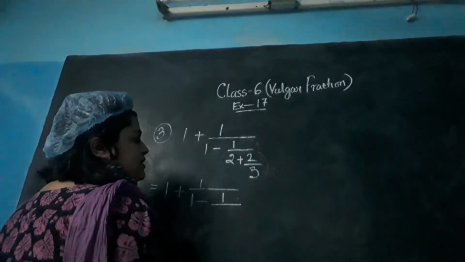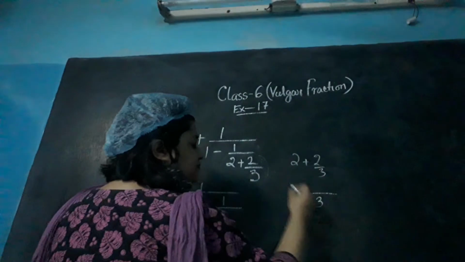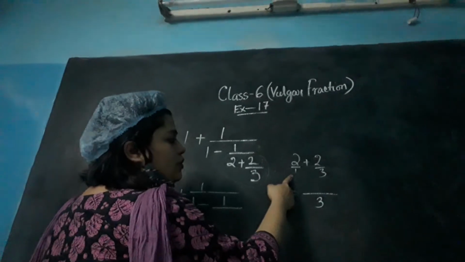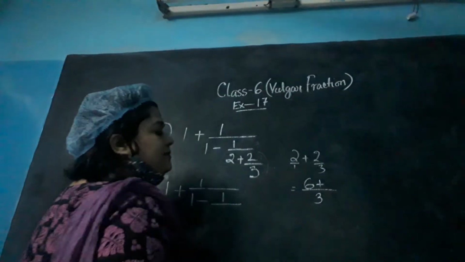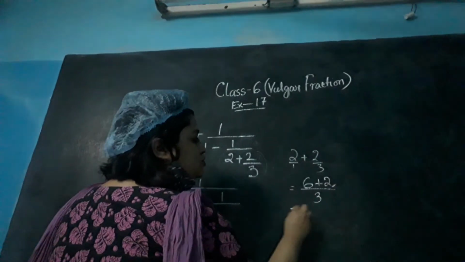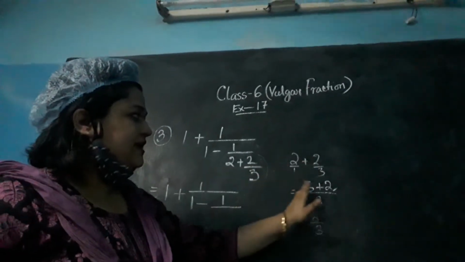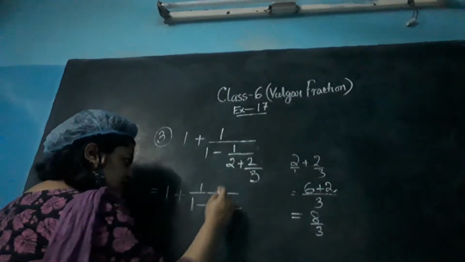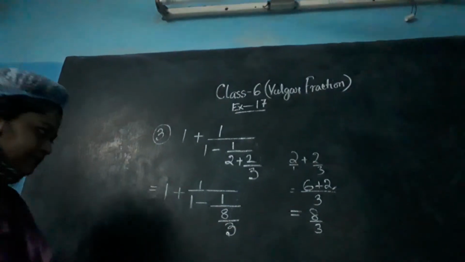2 plus 2 by 3 means the LCM is 3. Here you don't have anything, means 1. Now you compare: 1 3s are 3, that 3 if you multiply with 2 gives you 6. Plus 3 1s are 3, that 1 if you multiply with 2 gives you 2. So it will be 8 by 3. So the simplified answer of this entire thing is 8 by 3. Instead of writing this, you will just write the answer that you got after solving in the next step.